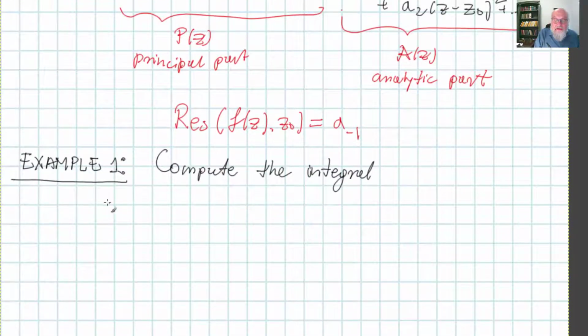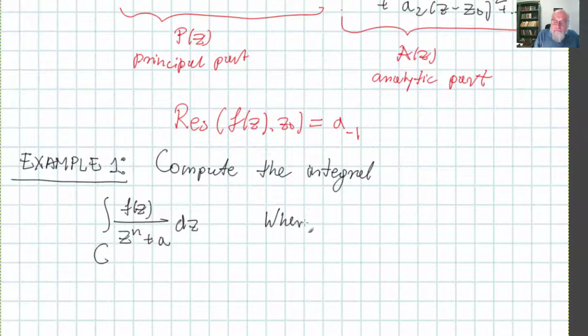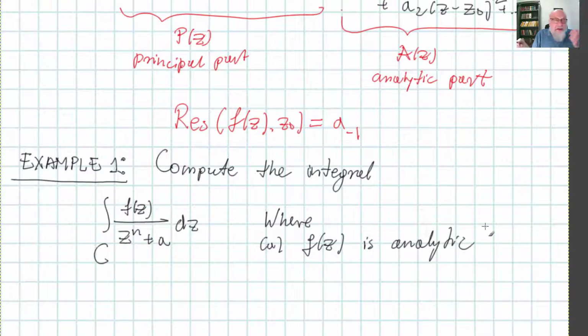And the integral is exactly the integral over contour C, which will be specified. Here I put f of z, and here z^n plus a, dz. We have seen this type of integral, where f of z is analytic, say everywhere, an entire function.